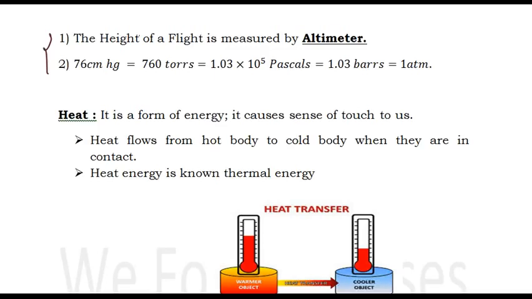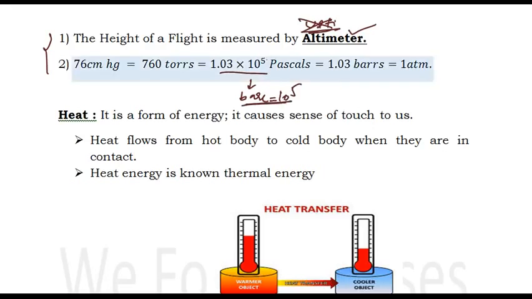I have given that the height of the flight is measured by altimeter. I have given the spelling as altimeter, but it is not altimeter, it is altimeter. And while we were discussing the barometer, 760 torr, I have given 1.03 into 10 power 5 pascals. This mistake was done, but in the next immediate line I gave that the bar is nothing but 10 power 5 pascals, as you might have observed. So these are two print mistakes that happened in the last class. Please make a correction over there.